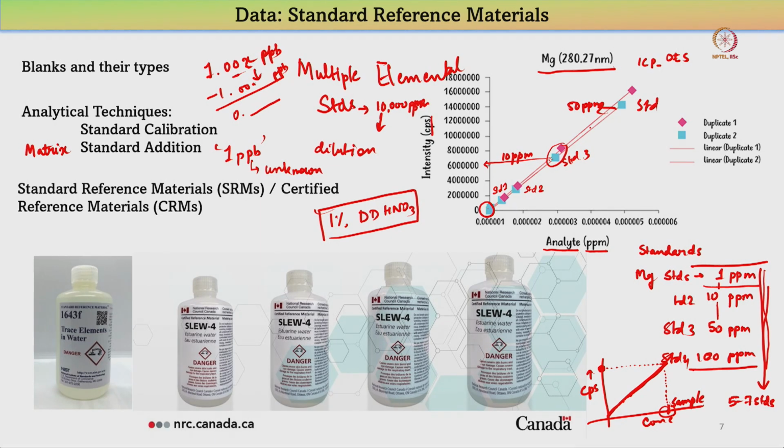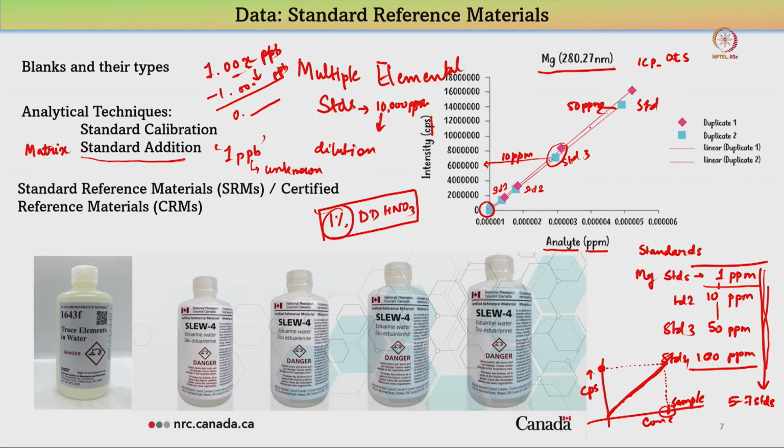But if I am not evaporating my sample, and I am just measuring the sample as it is, just making it 1% by adding a very dilute acid, and then running the sample, then due to the organic concentration there might be a certain matrix effect.